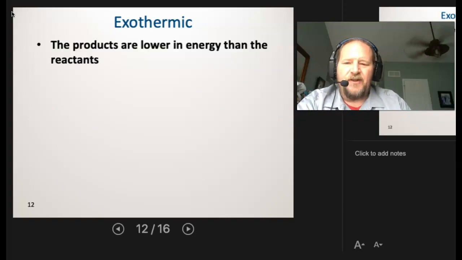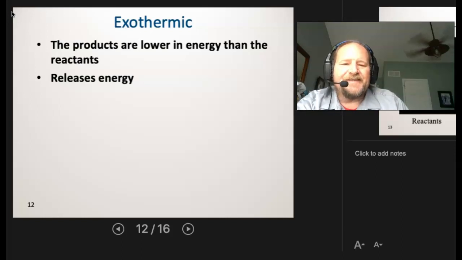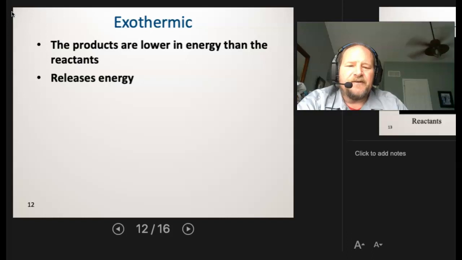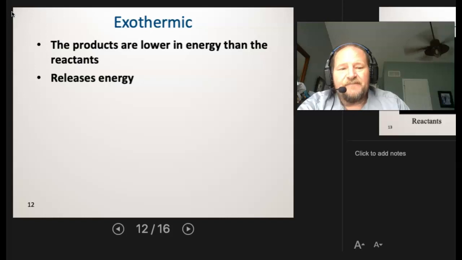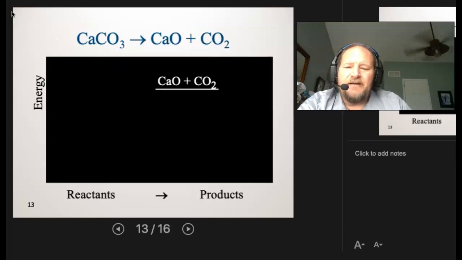The products here are lower in energy than the reactants. The reaction is said to release energy. Okay, that's all I'm asking you guys to know about this. So if we have an exothermic reaction, the energy will be a product, and then the products are more stable, less energetic than the reactants. Now, another one would be this.